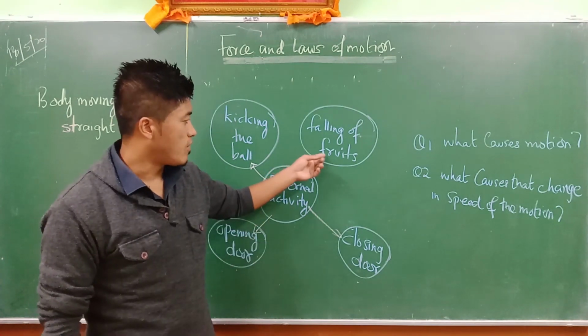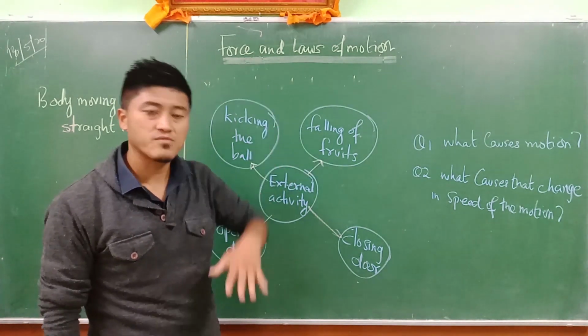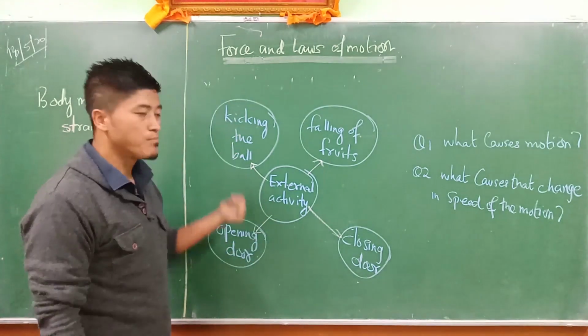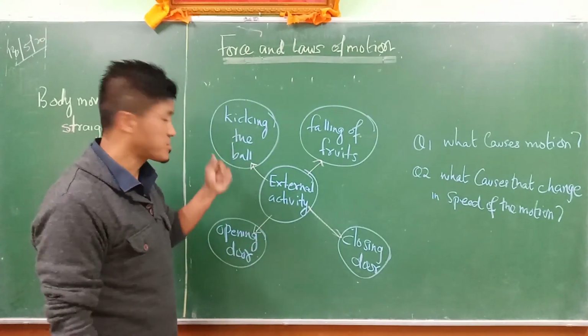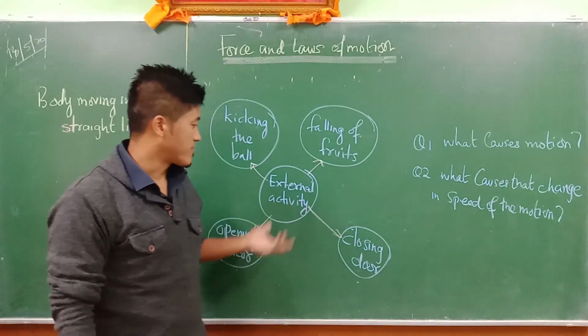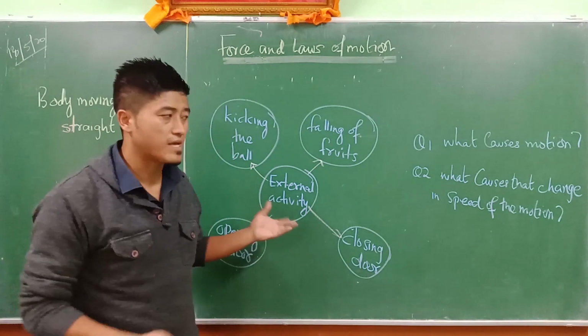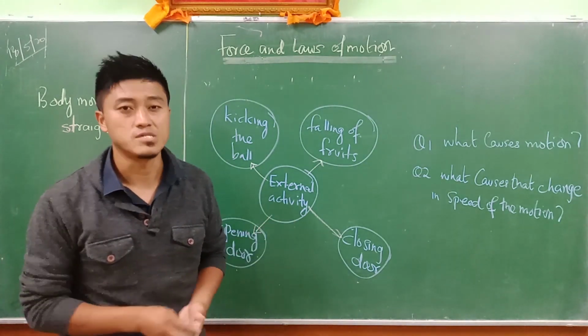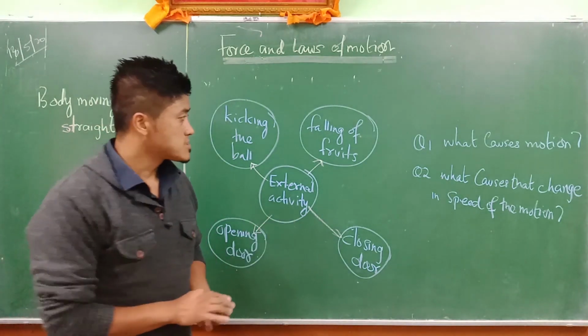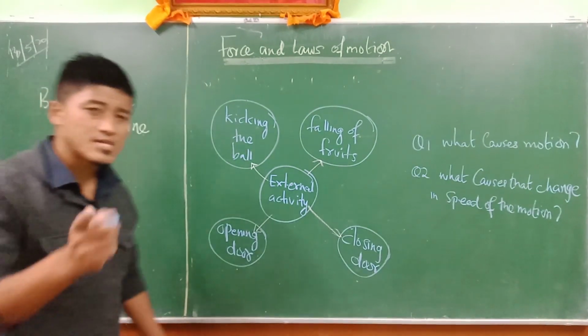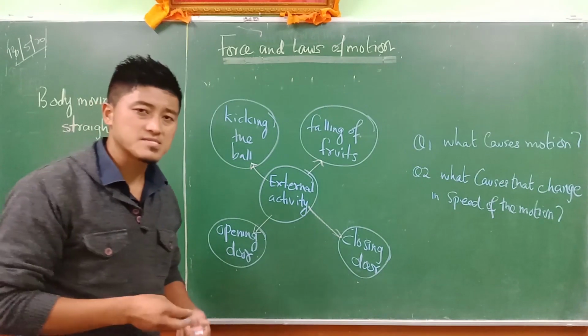In order for the fruits to come down from the tree, there should be some external things happening over there. In order to kick the ball, you also need some kind of external activities, right? There was a lot of discussion about the external activities. What is that external activity we were talking about? So in, let's say, the 3rd century BC, there was a guy, his name is Aristotle, right?